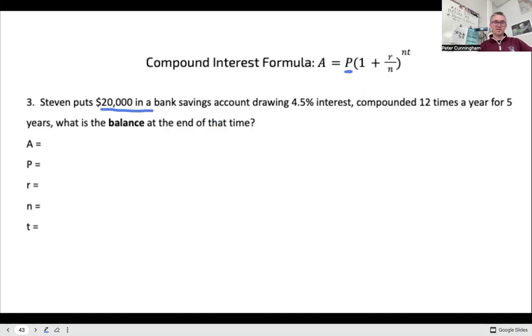So 20,000 in the bank, that's what we start with. So that's our principal. 4.5% interest. We are converting from percentage to a decimal. So you need to divide by 100, which would give you 0.045. We're adding here, so we're going to add that to 1. So my rate is going to be 1 plus 0.045. My n says 12 times a year, so like every month this is happening, and this is happening for 5 years.